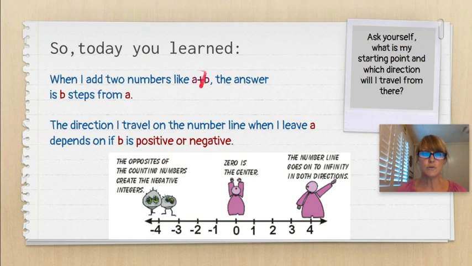So today you've learned when you add two numbers like number A and number B, the answer is B steps away from A, whatever sign that is, right? You start at A and you go B number of steps. So if B is positive, you're going to go to the right, and if B is negative, you're going to go to the left. The direction you travel will depend on if B is positive or negative. So always ask yourself, what is my starting point and which direction will I travel from there? Your starting point is your first number.